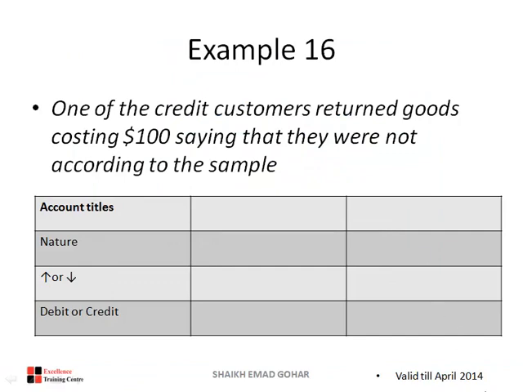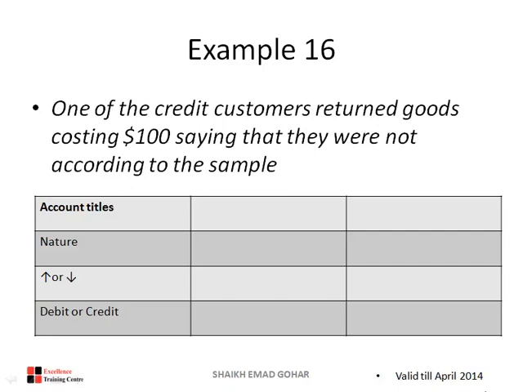So in this example, they are saying one of the credit customers returned goods. It means now my customer is returning me goods. So now, I sold something to the customer, and the customer is saying to me that they are not according to the sample which I agreed with them earlier. So they are sending me goods back now. Now goods are coming in or not? So these are called return inwards, because now my customer is returning me.